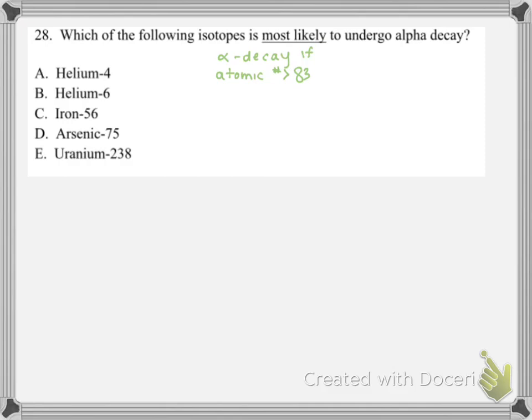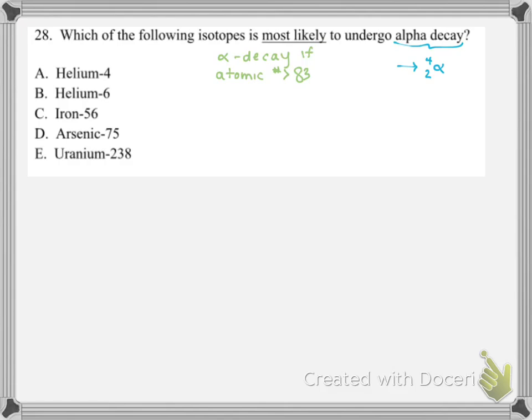Okay, 28 is asking us about which isotope is most likely to undergo alpha decay. And so we want to remember what alpha decay is. And that's when we shoot off essentially the nucleus of a helium. So there's our alpha particle.